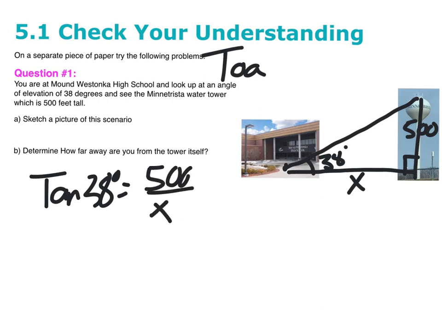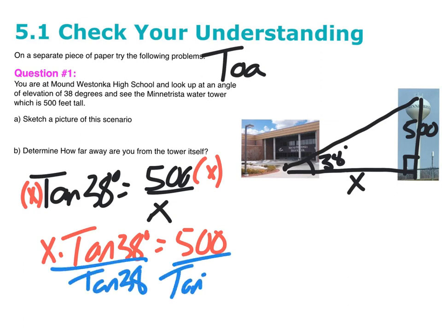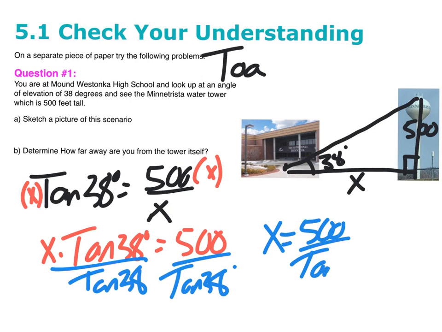Now to solve this, I need to get x in the numerator. So to get it out of the denominator, what I can do is multiply both sides by x, which will leave me then with x times the tan of 38 degrees equals 500. To get x by itself, I can then divide by the tan of 38 degrees. And that is then going to leave us with x equals 500 over the tan of 38 degrees.